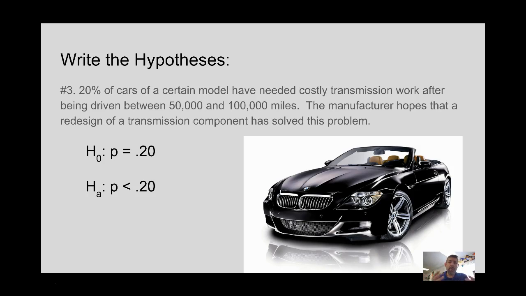Now, if the statement had said, is there a difference in transmission work needed, and it didn't really tell me if it was larger or smaller, and I don't really know if I'm looking for it to be greater or less, then I would use a not equal to sign, which does give us different things when we're talking about finding the probability.